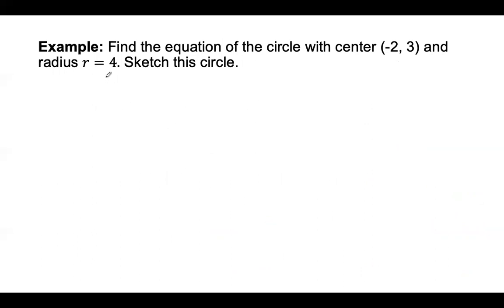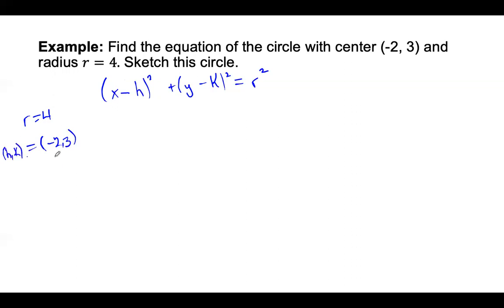So we want to put it in this essentially format. So this is the formula. We can extract, well, r equals 4, and we have the point -2 and 3, and that is equal to our h and our k. Okay. So that means our h is equal to -2 and our k is equal to 3.